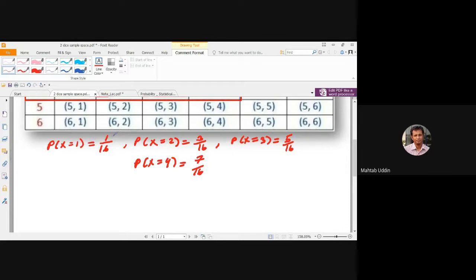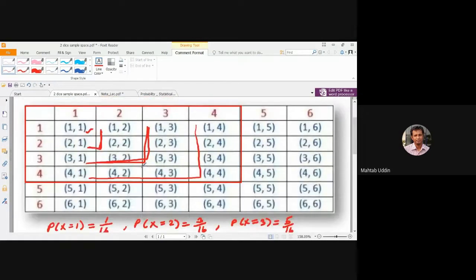First one, if you can see the probabilities are increasing in the same rate. That is, the difference is 2 by 16 for every one. Yes, sir. That is, it is increasing at the same rate. Also sometimes it may happen that it decreases at the same rate.